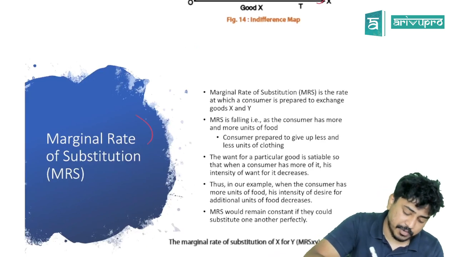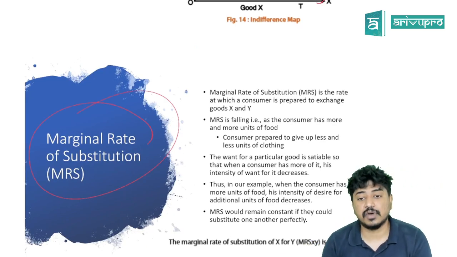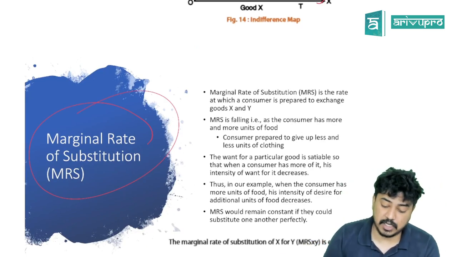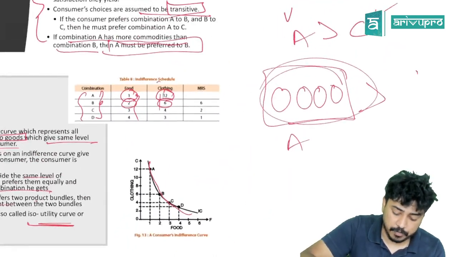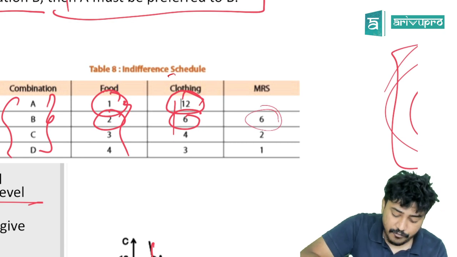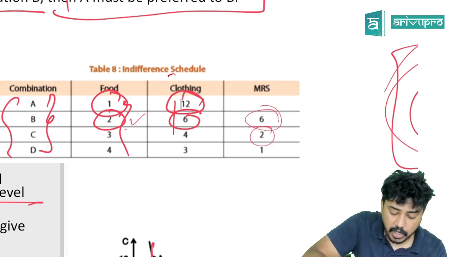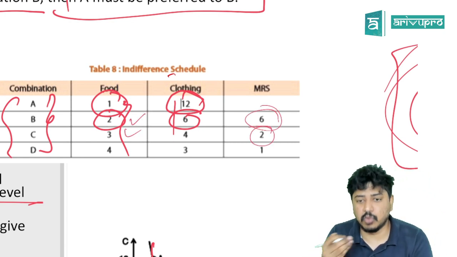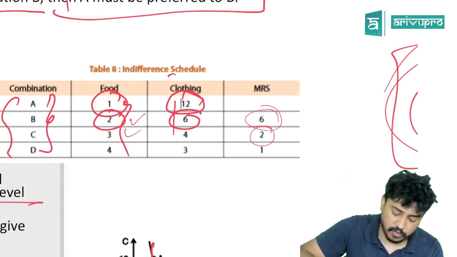Now we have a concept called marginal rate of substitution. What is marginal rate of substitution? You saw here, right? He is willing to sacrifice six clothings for one food, two clothings for one more extra food, right?